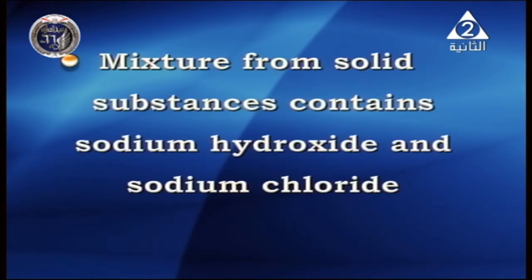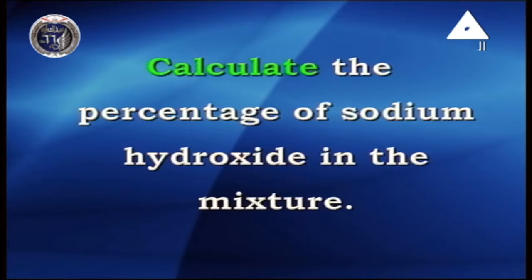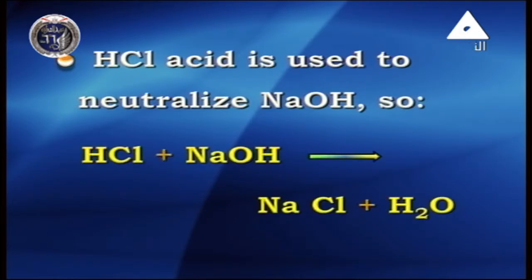Another problem. A mixture of solid substances contains sodium hydroxide and sodium chloride. 0.1 gram from it is titrated by 10 milliliter of 0.1 molar hydrochloric acid. Calculate the percentage of sodium hydroxide in the mixture. Solution. The hydrochloric acid is used to neutralize sodium hydroxide, so HCl plus NaOH gives NaCl plus water.